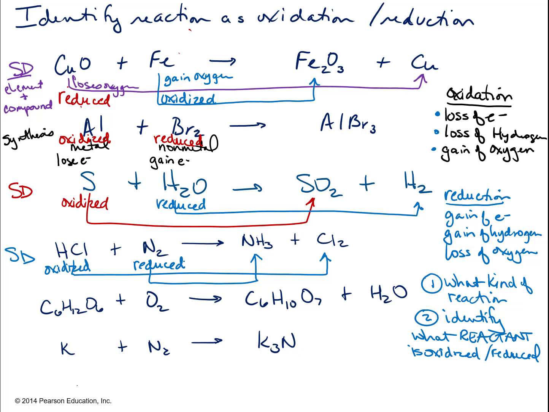So C6H12O6 plus O2 makes C6H10O7 and H2O. So what happens in this one? It's not a combustion because that would make CO2 and water. So this one's sort of an interesting one. What happens to C6H12O6?